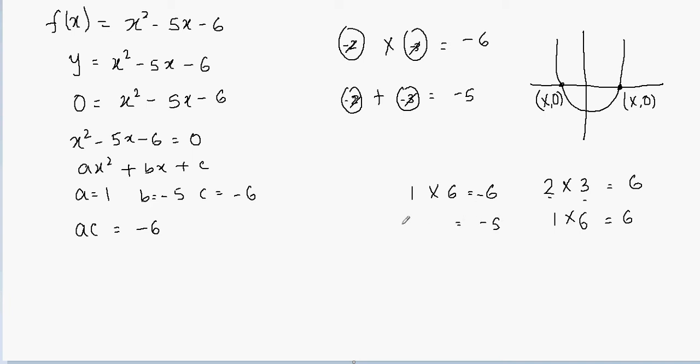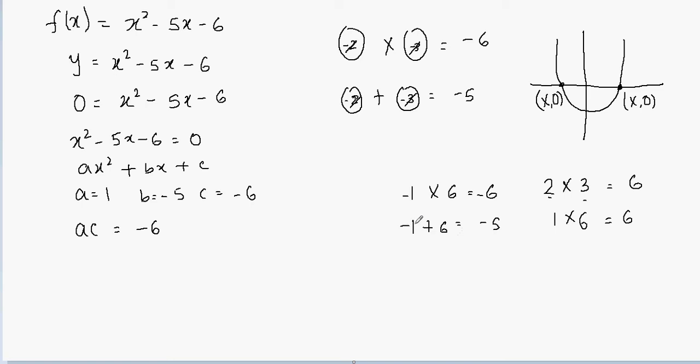So if 1 is negative, then negative 1 plus 6, because my 6 is positive. Is this true? Negative 1 plus 6 is negative 5. Is this true? No, this is not true. This one is still true because negative 1 times 6 will be negative 6, but this one is false because negative 1 plus 6 will not be negative 5. It will be positive 5. So that means 1 cannot be negative.